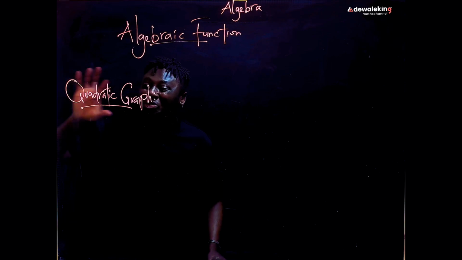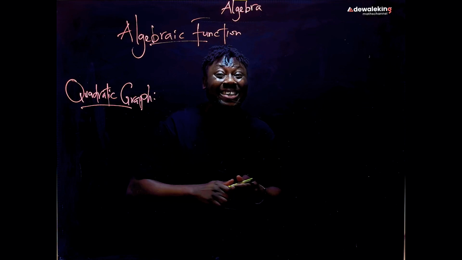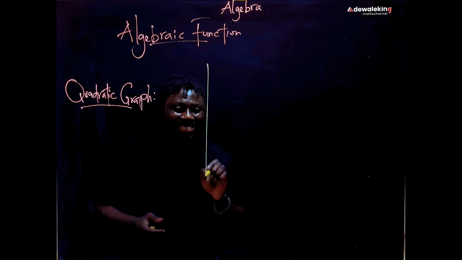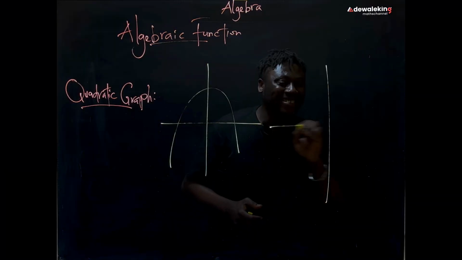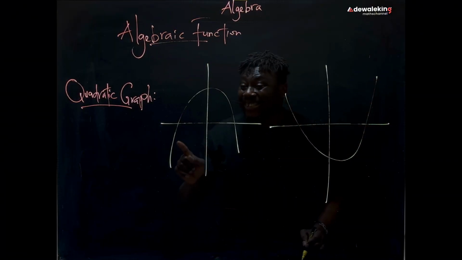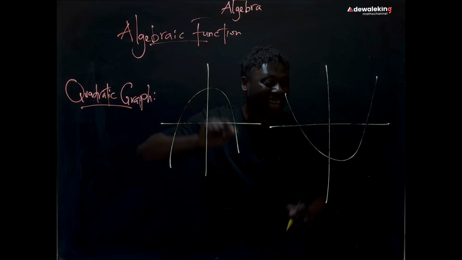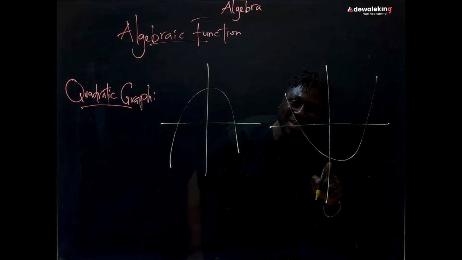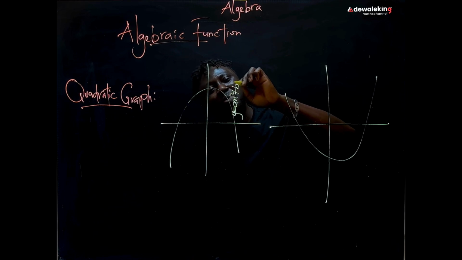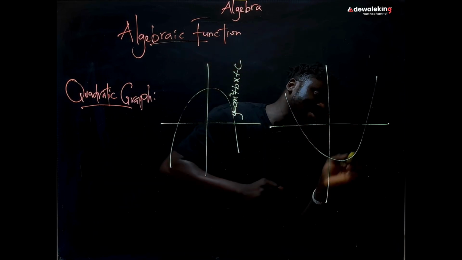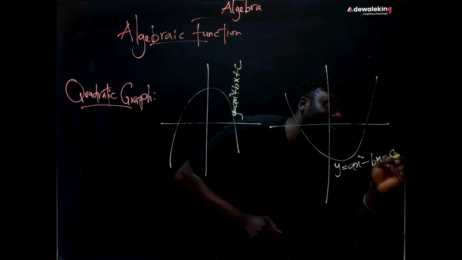2 is quadratic graph. Quadratic graph is parabolic in nature. It can be drawn like this or like this, whereby this indicates that this is parabolic at maximum point and this is parabolic at minimum point. So we can have that this is y is equal to ax squared plus bx plus c, and this can be expressed as y is equal to ax squared minus bx minus c.